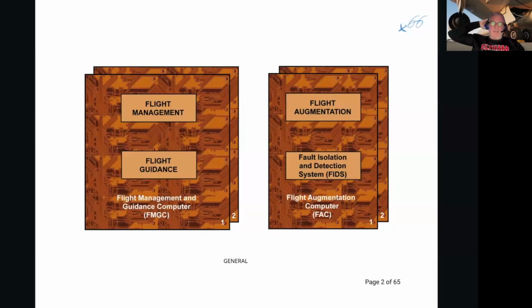The autoflight system is divided into four main parts, as you can see here. The flight management part, the flight guidance part, the flight augmentation part, and the fault isolation and detection system fault.